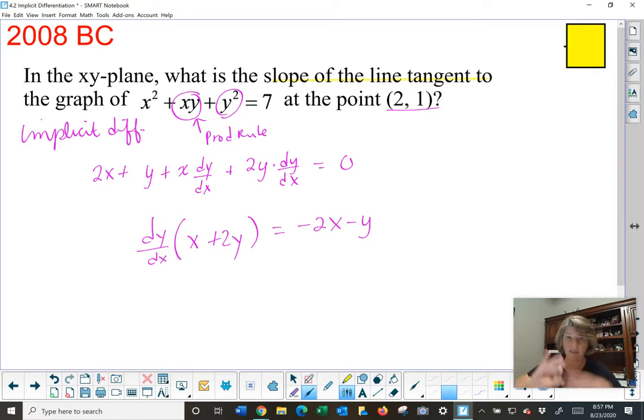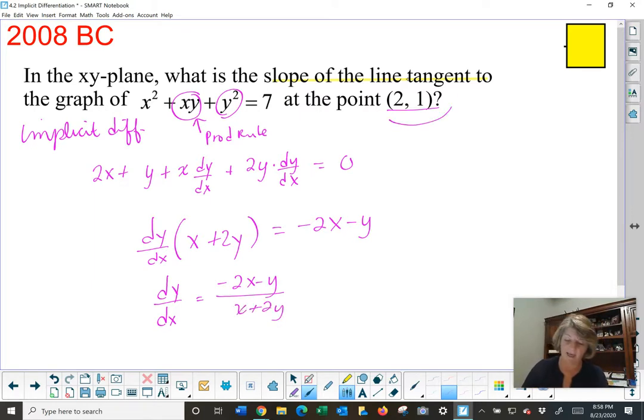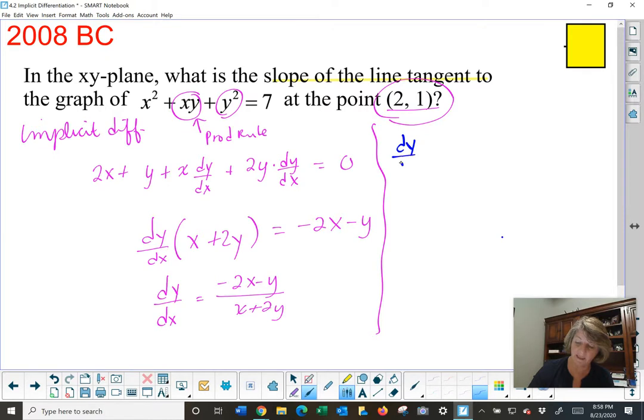I separated stuff, and I kept the dy dx GCF out front. Now, finally, let's solve for dy dx through division, and I get that. And we had a point, so let's not forget to evaluate. Let's go into evaluation. We are going to evaluate dy dx.